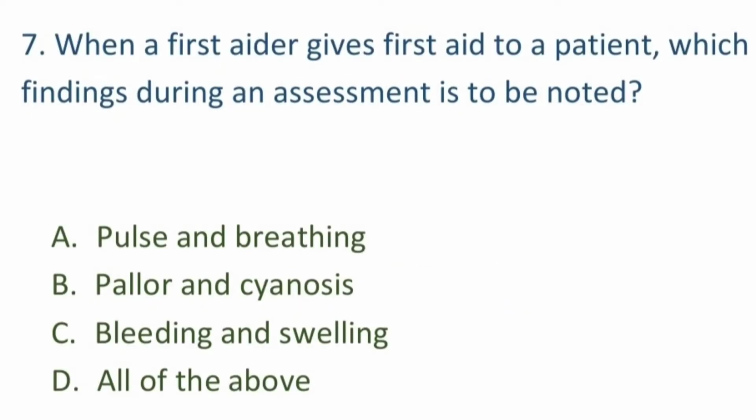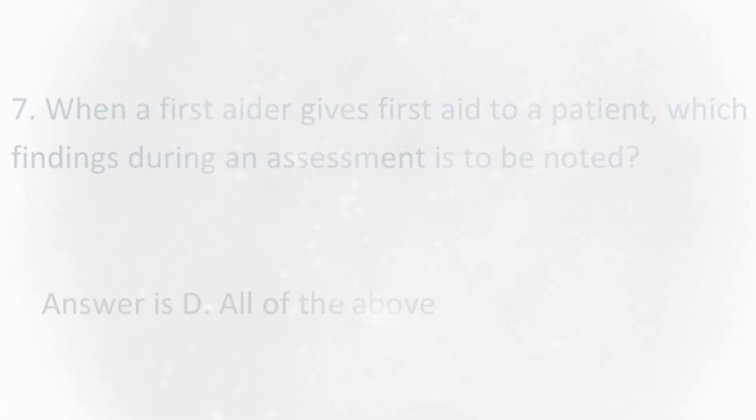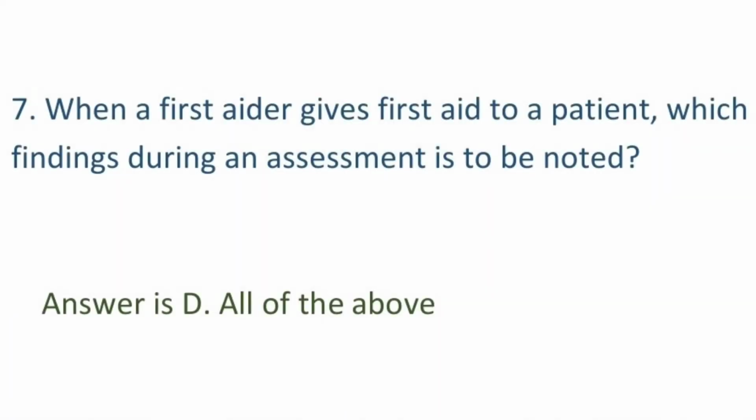Seventh question. When a first aider gives first aid to a patient, which findings during an assessment are to be noted? Options are A, pulse and breathing; B, pallor and cyanosis; C, bleeding and swelling; and D, all of the above. Since options A, B, and C are the necessary findings during an assessment, the answer will be option D, all of the above.